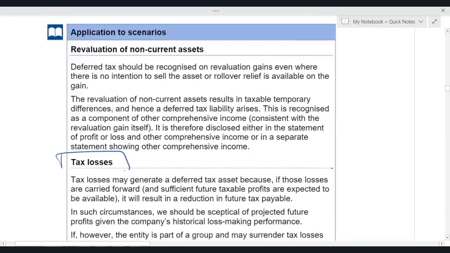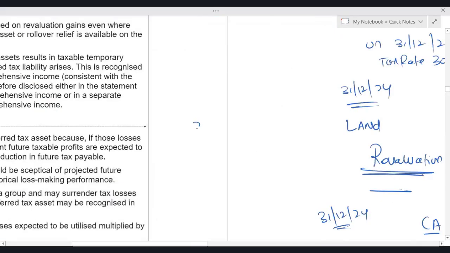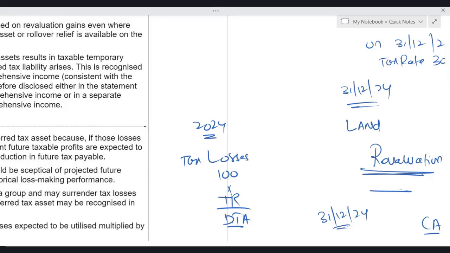Tax losses. Basically, let's say in 2024, assuming the company has taxable losses of 100 million. Actually, taxable losses multiplied by tax rate will give you the deferred tax asset. Repeat, taxable losses, because from these taxable losses, we are going to save tax in the future.